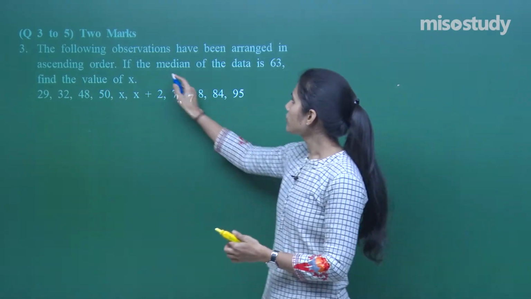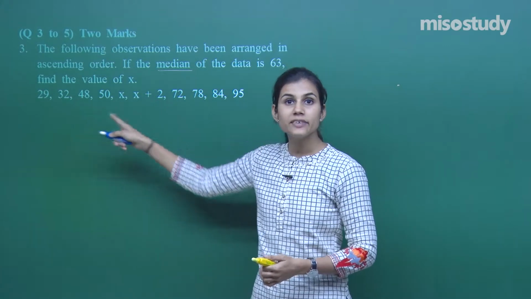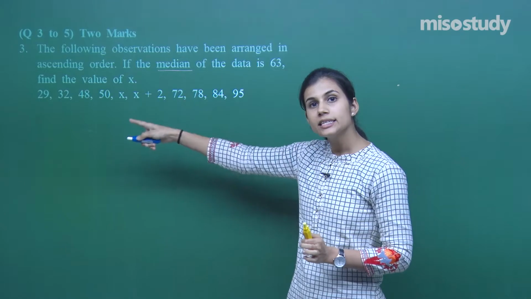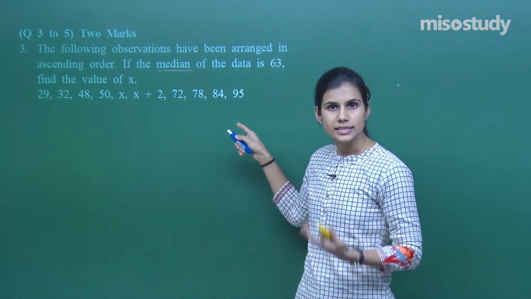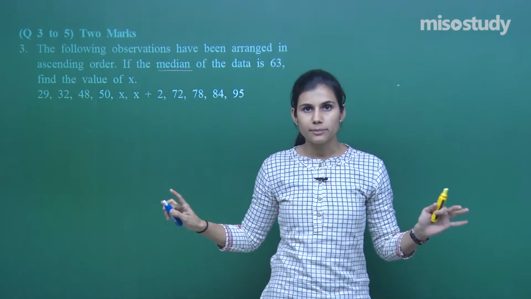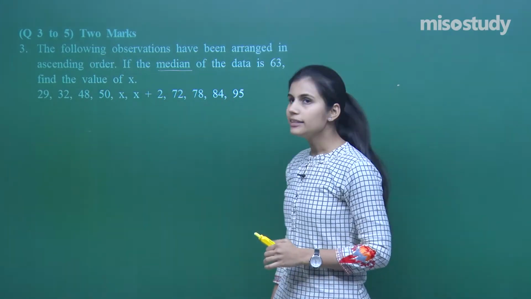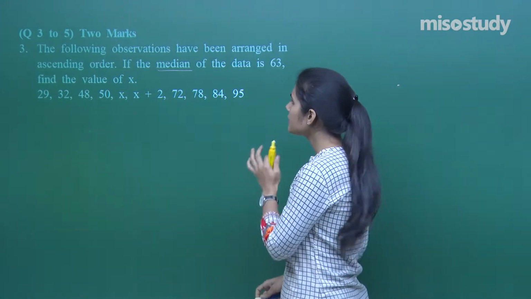So if the question is talking about median, I have to be sure that the given data is in some form of arrangement. It is already guaranteeing that these values are being arranged in the ascending format, so we don't need to worry about that arrangement. Median is given to be 63, find the value of x.